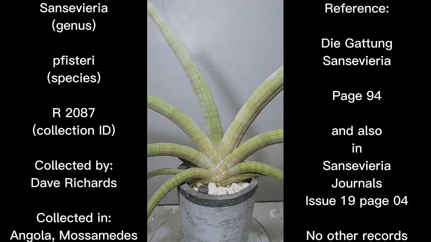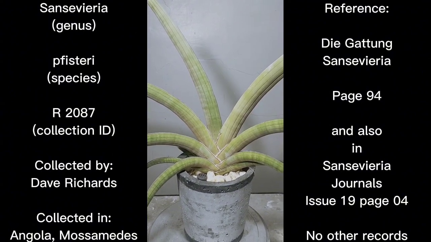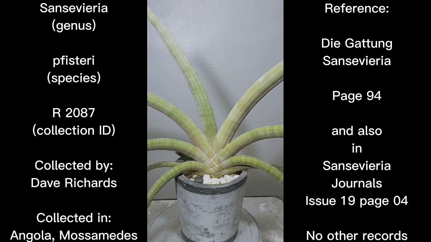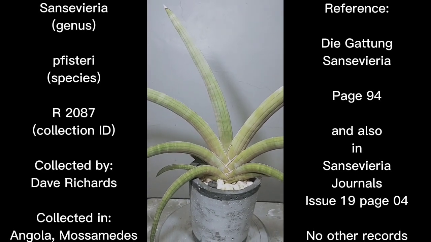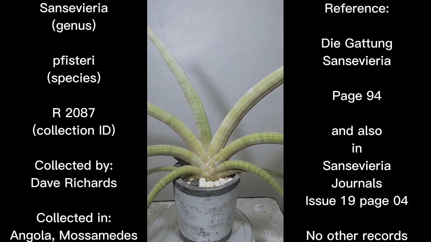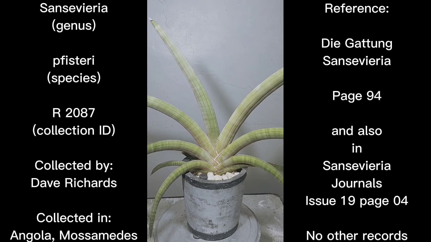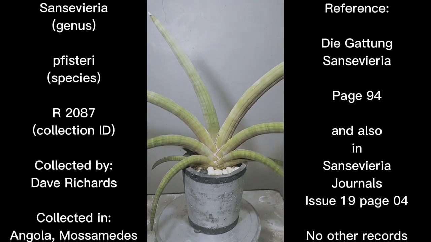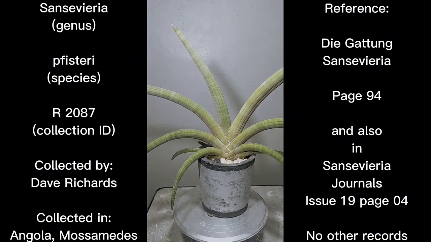You can also find details or information about Sansevieria pfisteri in Die Gattung Sansevieria by Peter A. Mansfield. It's page 94, and also in Sansevieria 19, page 4 of 2009. So those are the references wherein you can find details about Sansevieria pfisteri.